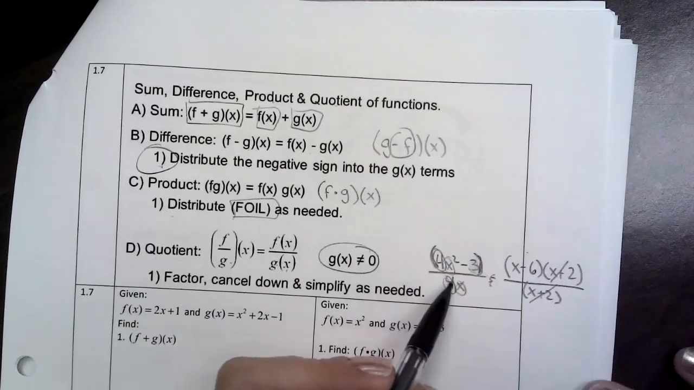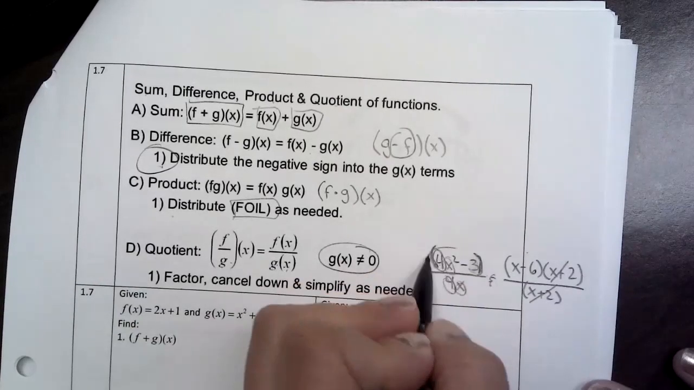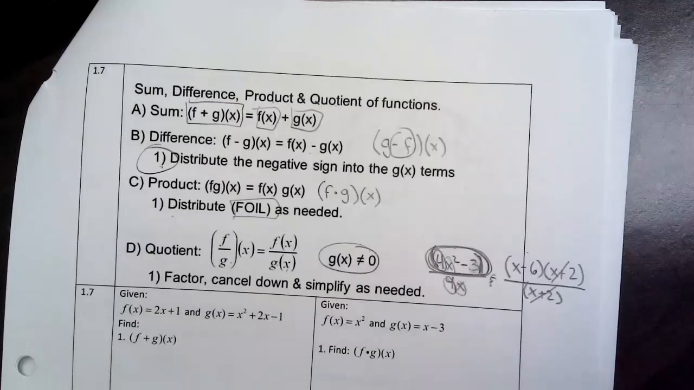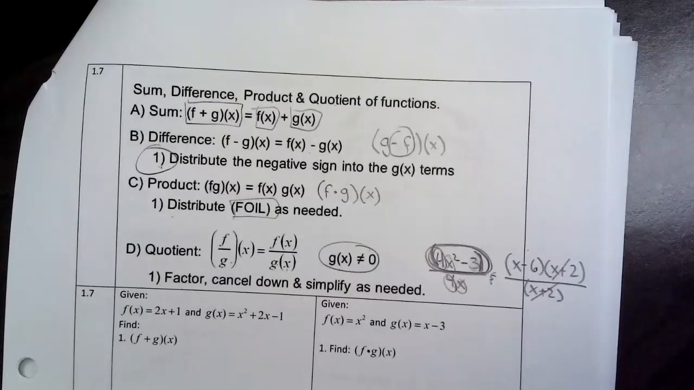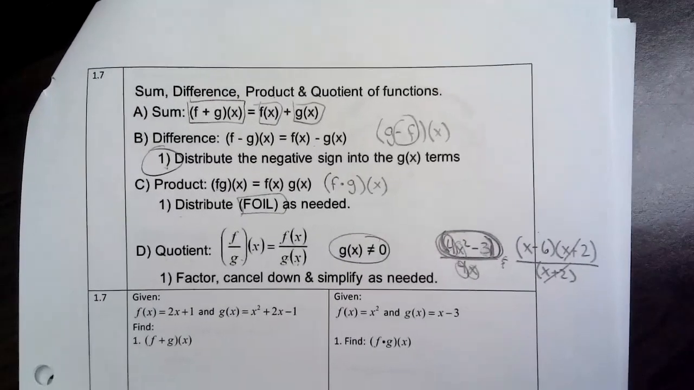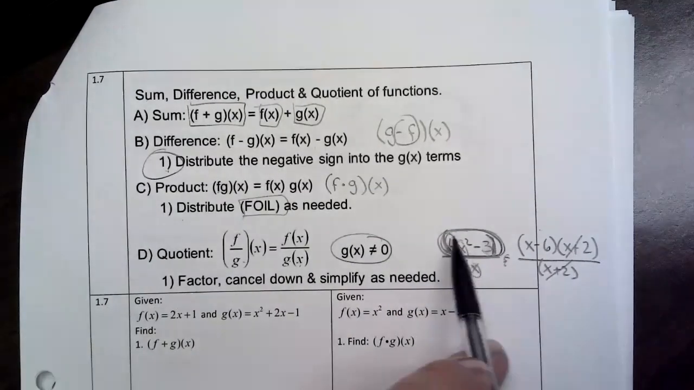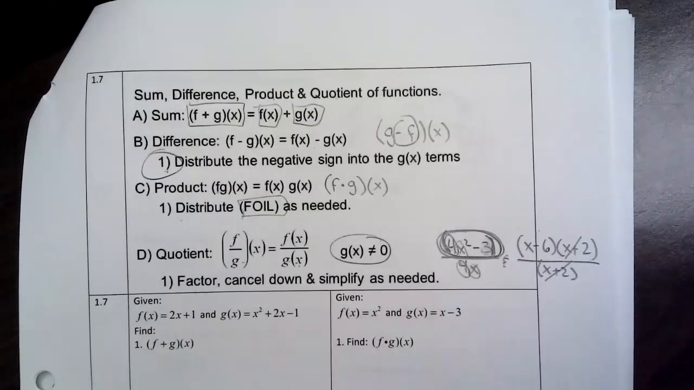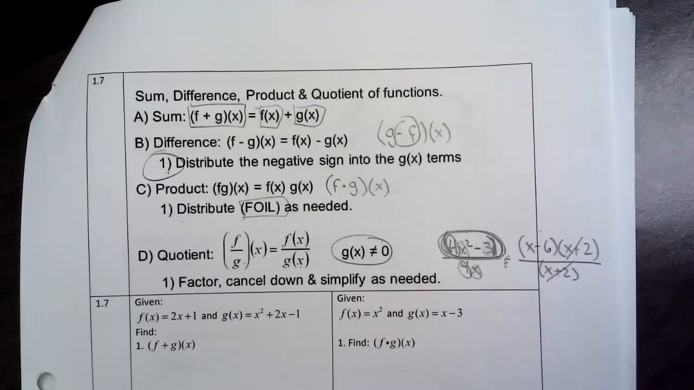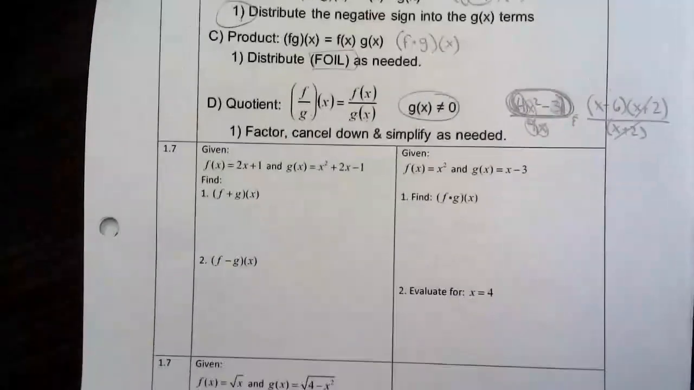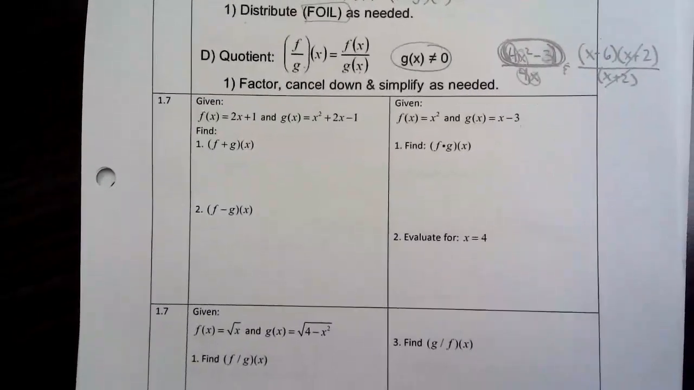But remember, I can't cancel parts of a binomial. If there's an addition or subtraction sign in there, it stays together. You can't break it apart and just cancel various parts of it. It has to be the whole thing. So keep that in mind, because that's one big error that I see continuously. All right, so let's take a look at the first couple of problems.